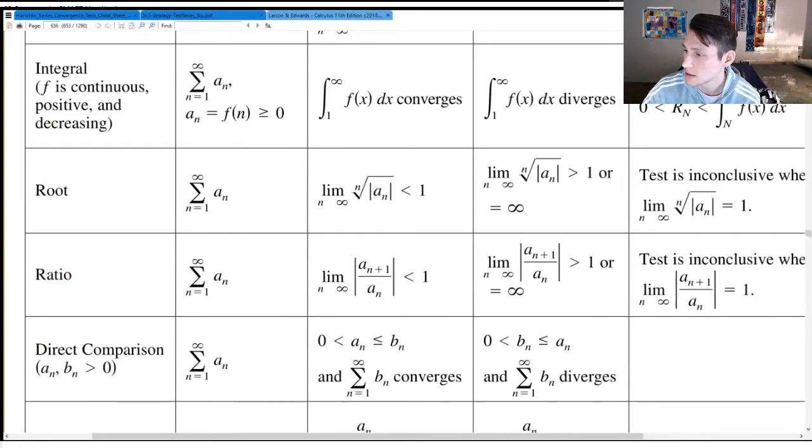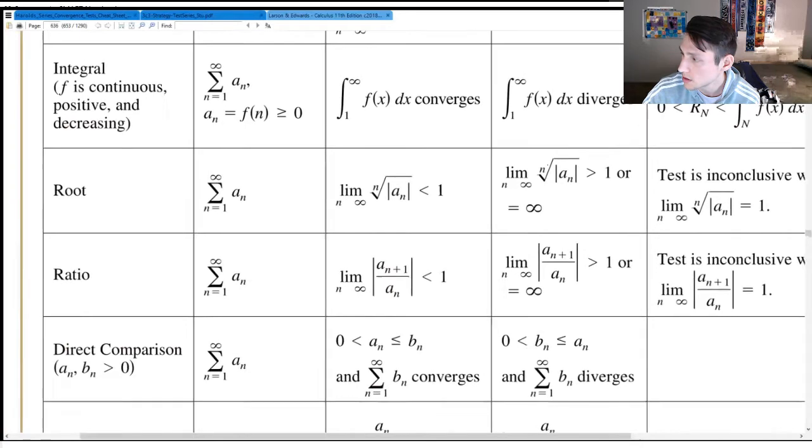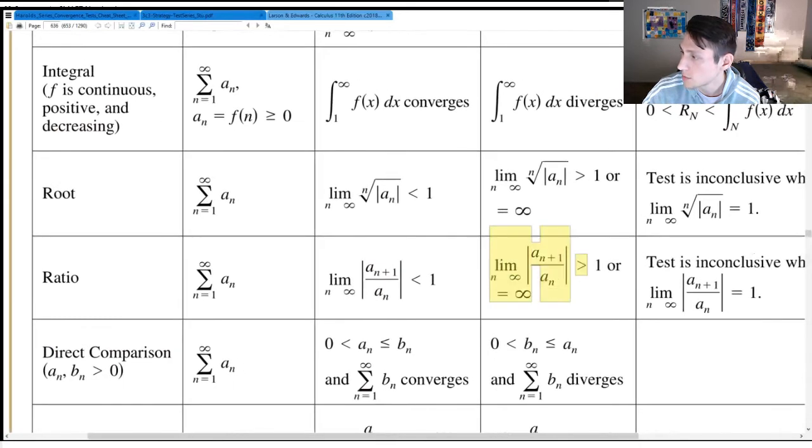Ratio test is what we just did. If we take that limit and it's less than 1, it converges. If it's greater than 1, it diverges. If it equals 1, then we're not sure.